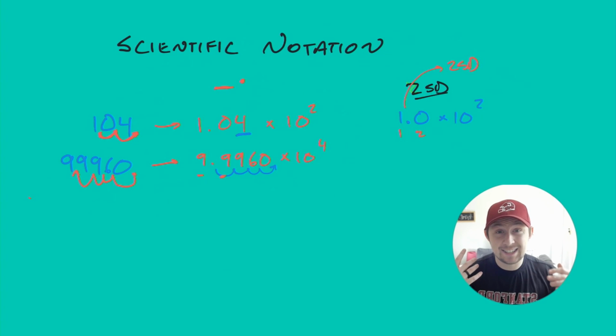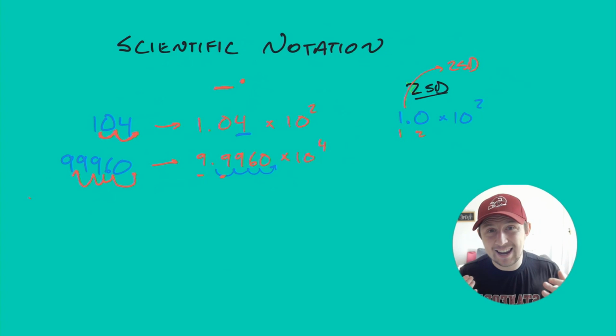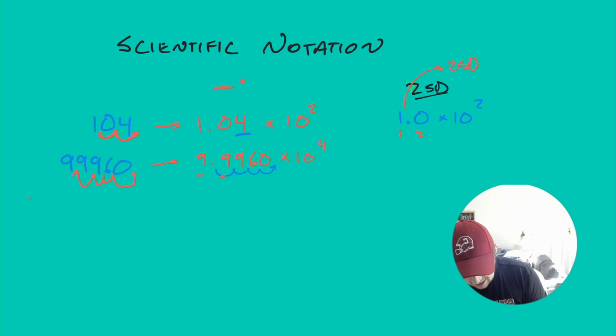So let's try this next example. We've got to get this number 99,960 to 2 significant digits, all right? And chances are we're probably going to have to write this in scientific notation because we can't express this number to 2 significant digits and still have it be 99,960. So to do that, let's just write that number out again.